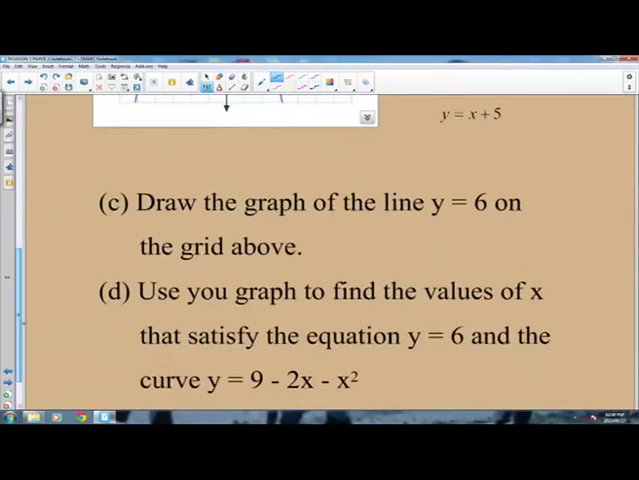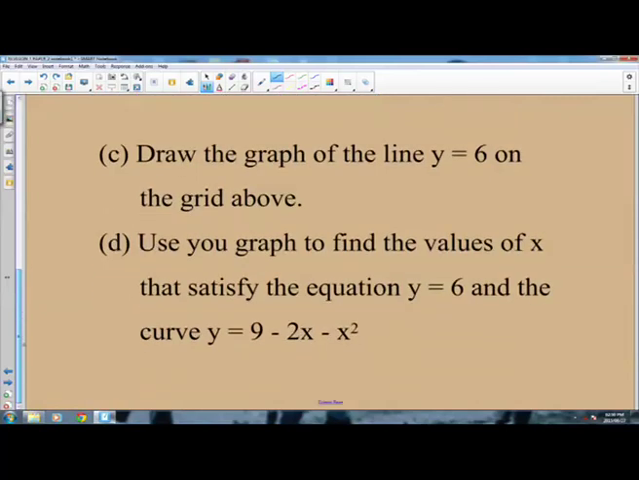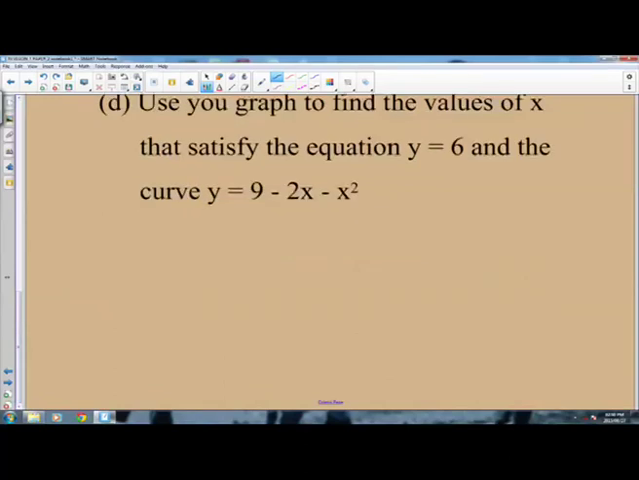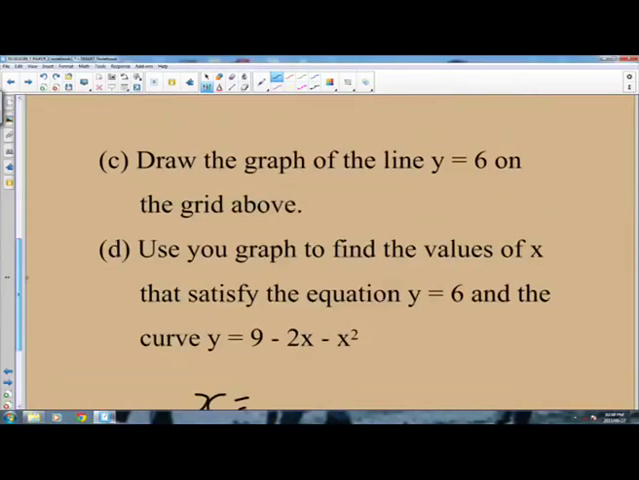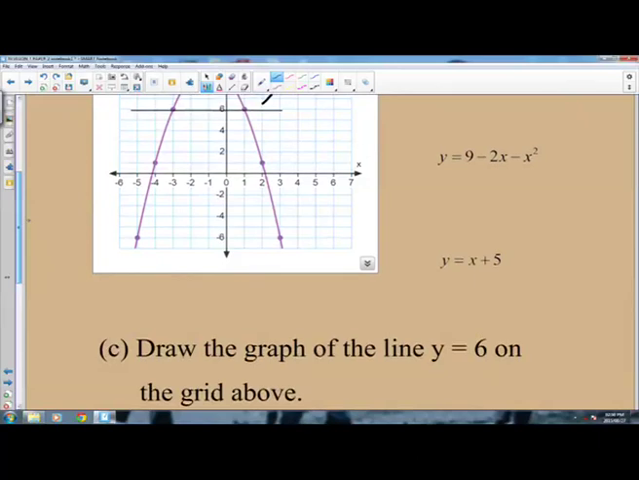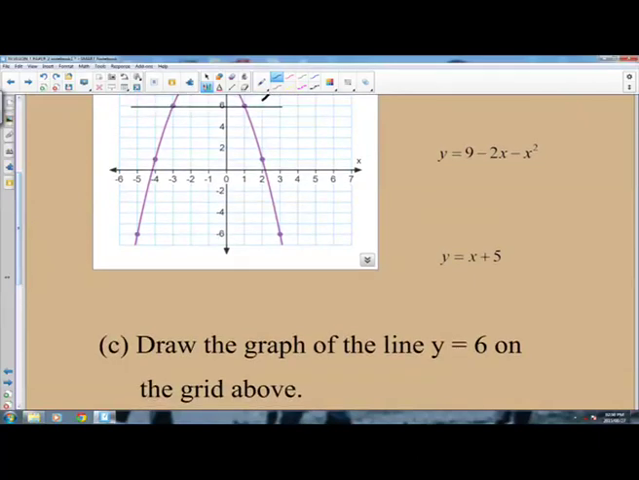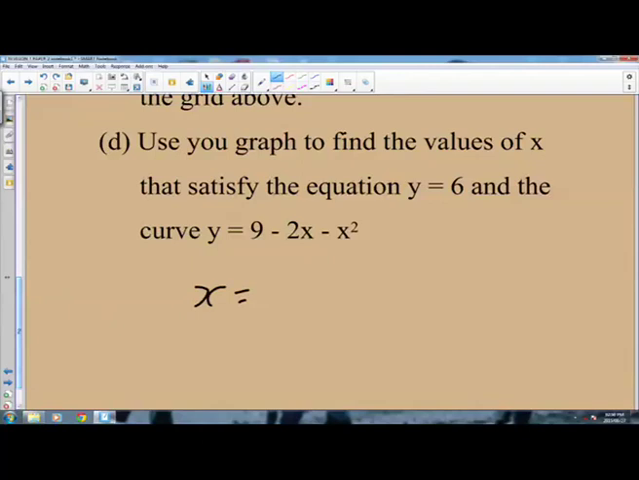So this simply means, it says, use your graph to find the value of x that satisfies the equation y equals 6 and the curve y equals 9 minus 2x minus x squared. So we are saying the values of x are x equals -3 and x equals 1.